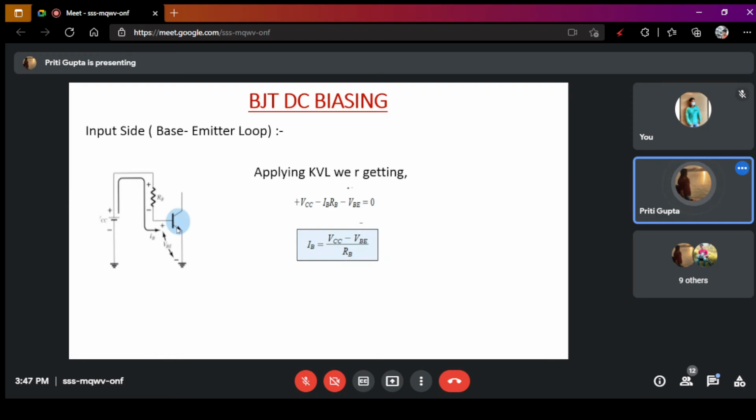I actually used to do it in this way. This is the loop. I give a direction, and I always prefer clockwise, and then at first it hits the minus terminal. So minus VCC plus IBRB plus VBE is equal to 0. From here we get IB is equal to VCC minus VBE by RB. This is my input equation: IB equals VCC minus VBE by RB. So yes, tell me. Understood or not?